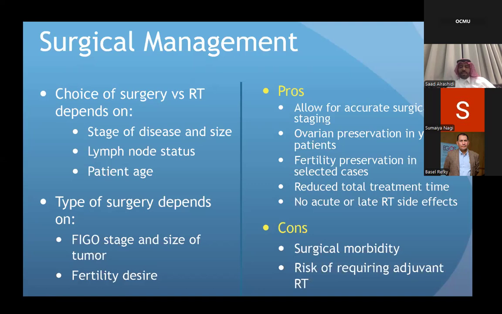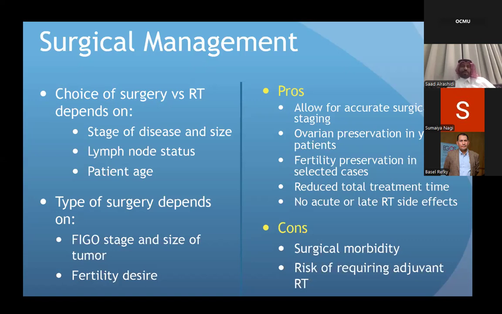Fertility preservation, reduced total treatment time, definitely. Nowadays, if you tell the patient you go through 30 days of treatment, or you go for maybe 3 days with total treatment after the surgery, and then you will be discharged home, definitely this is a pro. And acute side effects are definitely less, and also long-term side effects. There is no doubt the surgery is better for the acute and long-term. But the cons is the morbidity of the surgery again.